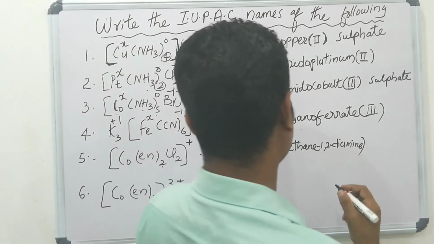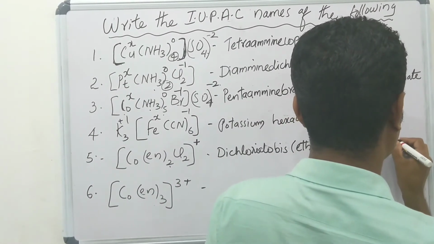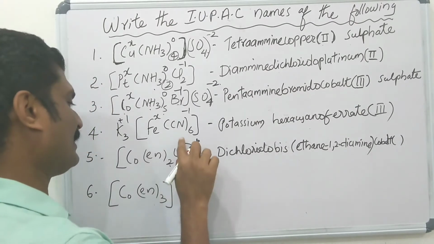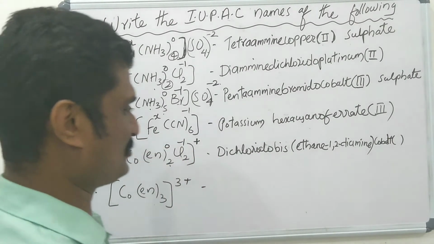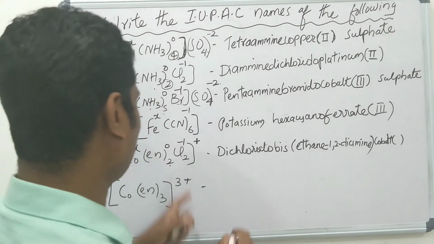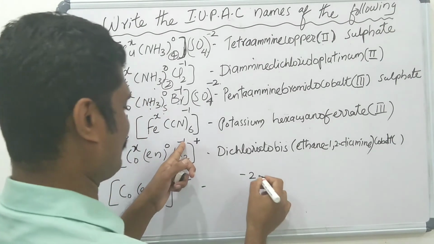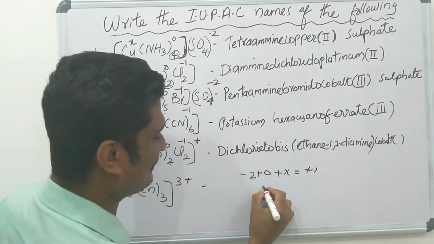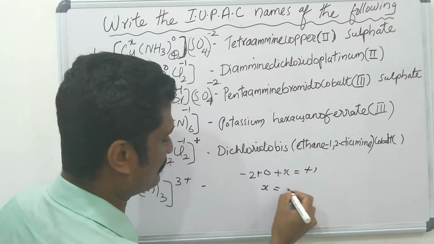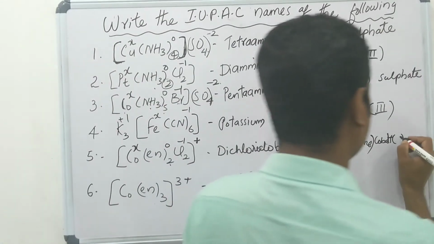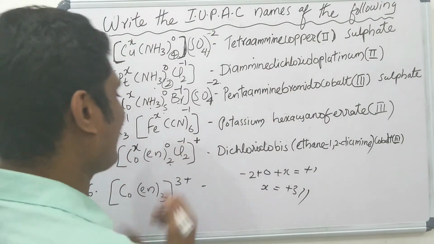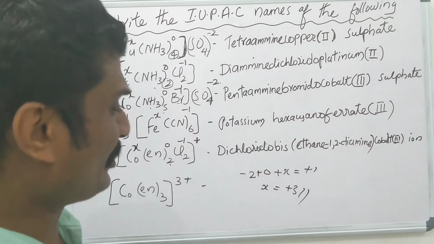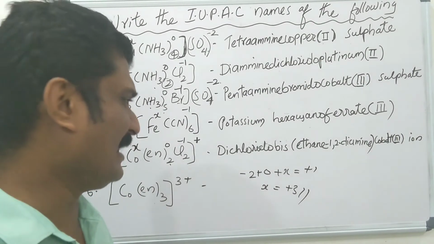Then the central metal, cobalt, and its oxidation number. Cl is -1, en is a neutral ligand, cobalt is X. So 2 into -1 is -2, plus 0, plus X equals the total charge of +1. Then X equals +1 plus 2, which is 3. Cobalt 3, but it is a complex ion, so please write ion here. Dichlorido bis(ethane-1,2-diamine)cobalt(III) ion.